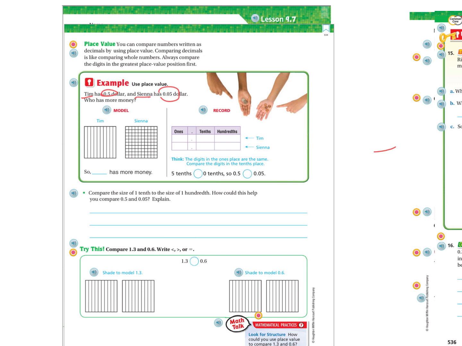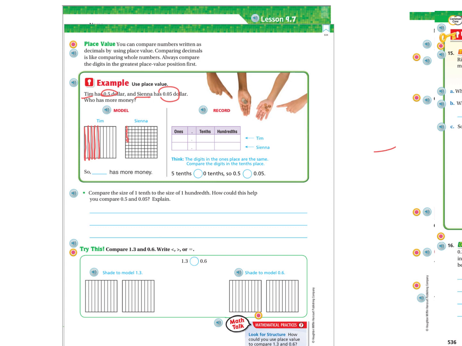So let's shade 5 tenths. So this is broken into tenths. So this is Tim. So 1, 2, 3, 4, and 5 tenths. Okay, now let's shade our Sienna, and she has 5 hundredths. So we have 1, 2, 3, 4, 5. Oh my goodness. Can we see who has more? Yeah. Okay, so let's also record it.